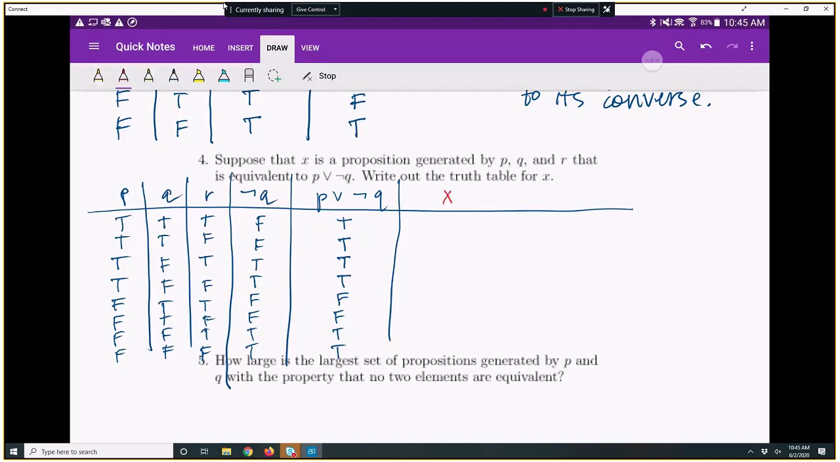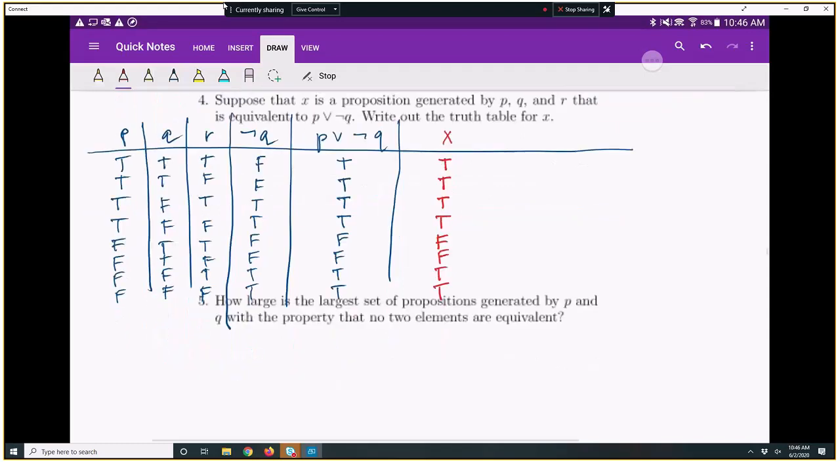Then I don't know what the proposition X will be. I just know that its truth values should be true, true, true, true, false, false, true, true. Because in order to say that it is equivalent to P or not Q, it should have exactly the same truth values.